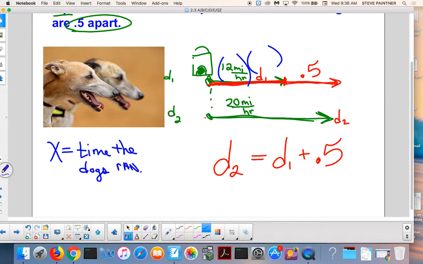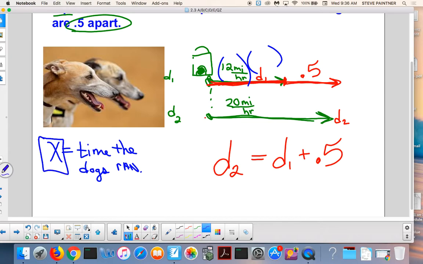Okay, well here's the deal. Did the dogs run the same amount of time? Here we go. Both dogs ready? We're sitting here. Ready? Set, go! And we start running, both dogs. When does that dog get half a mile ahead of this dog? Guess what? That's the same amount of time. That dog's just faster. So X will be the same for both dogs.